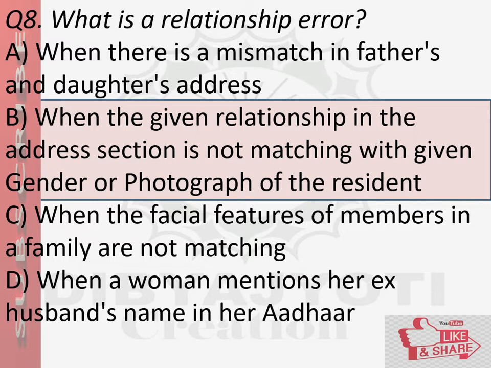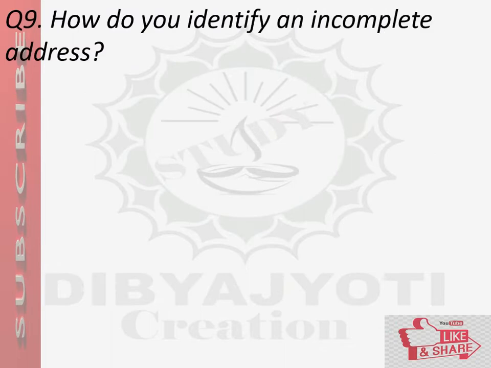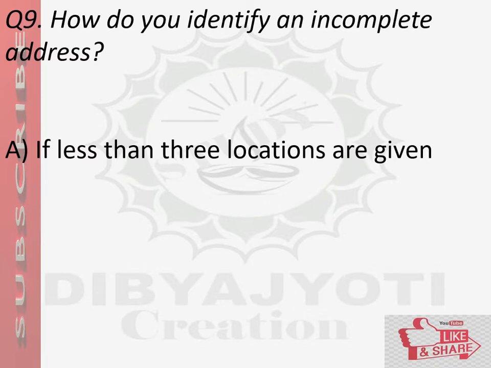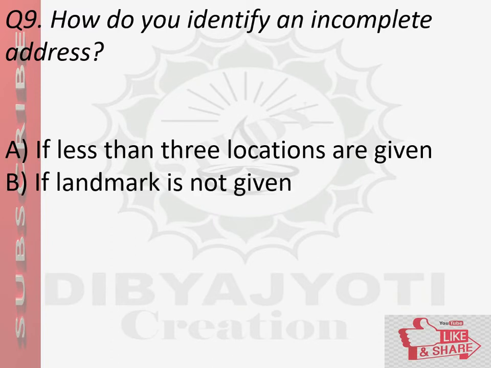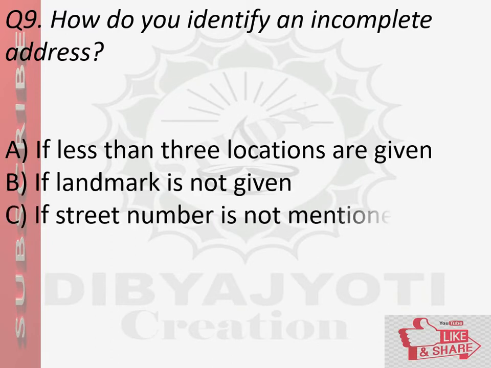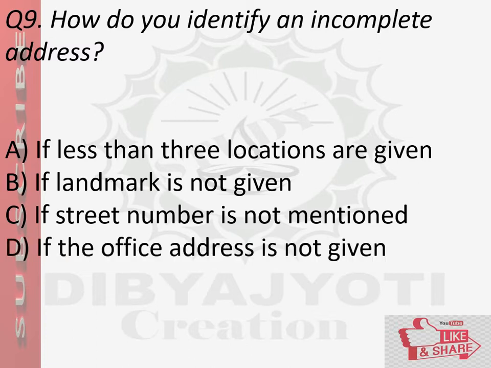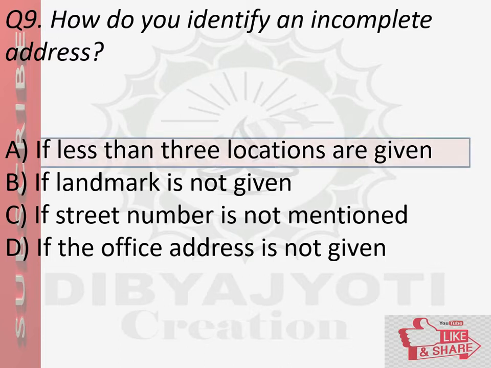is called relationship error. Then next, how do you identify an incomplete address? Options are: Option A, if less than 3 locations are given. Option B, if landmark is not given. Option C, if street number is not mentioned. Option D, if the office and address is not given. And the answer is option A, if less than 3 locations are given, you identify an incomplete address.